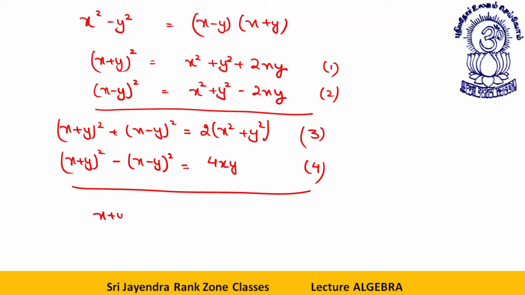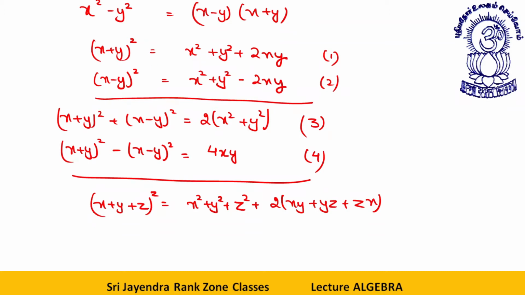Next is x plus y plus z whole square. This is equal to what? This is x square plus y square plus z square plus double of xy plus yz plus zx. X plus y plus z square is equal to x square plus y square plus z square plus double of xy plus yz plus zx. This is the next thing.